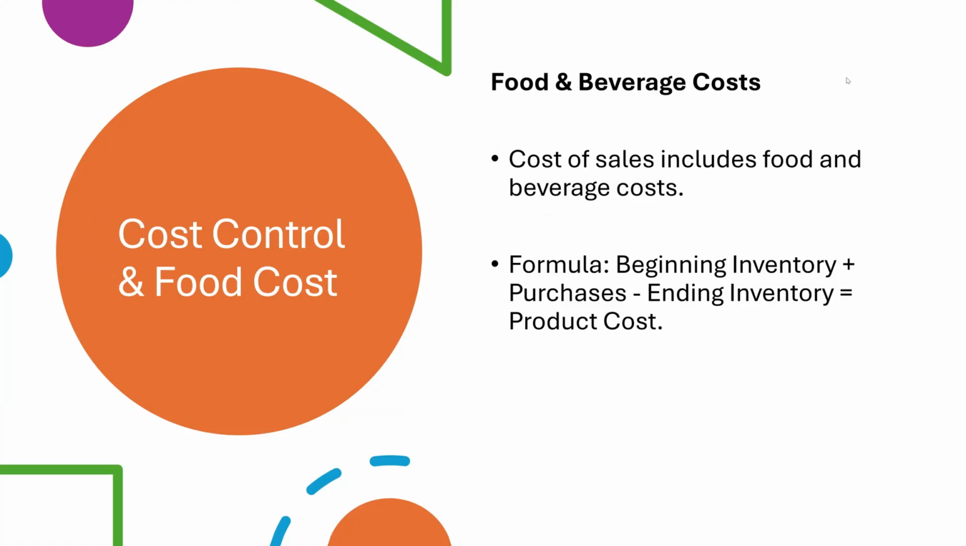Really about the product cost. So the beginning inventory plus any purchases minus the ending inventory equals our product cost. So we want to make sure that we know that. But again, our point of sale systems really help us with this. But again, knowing the formula would be advantageous to you.